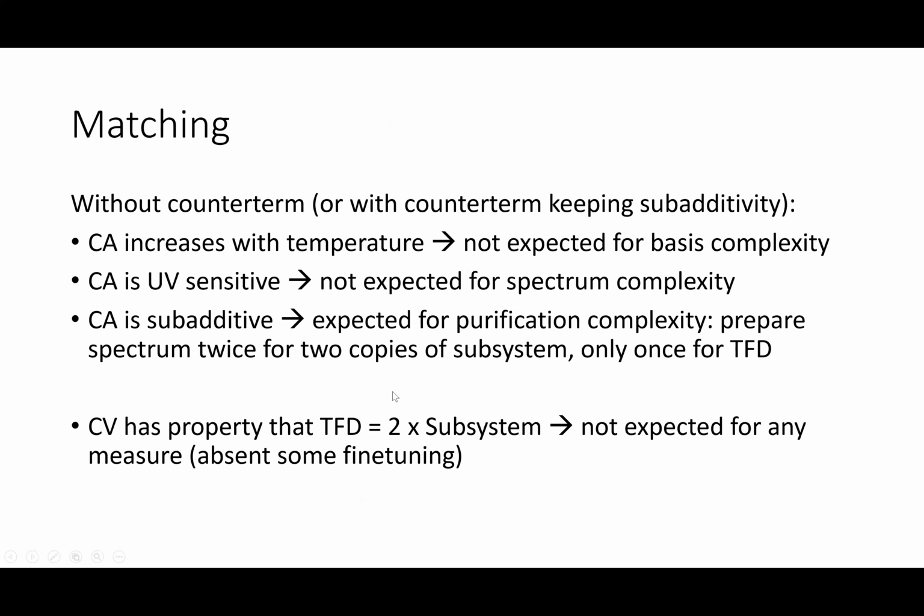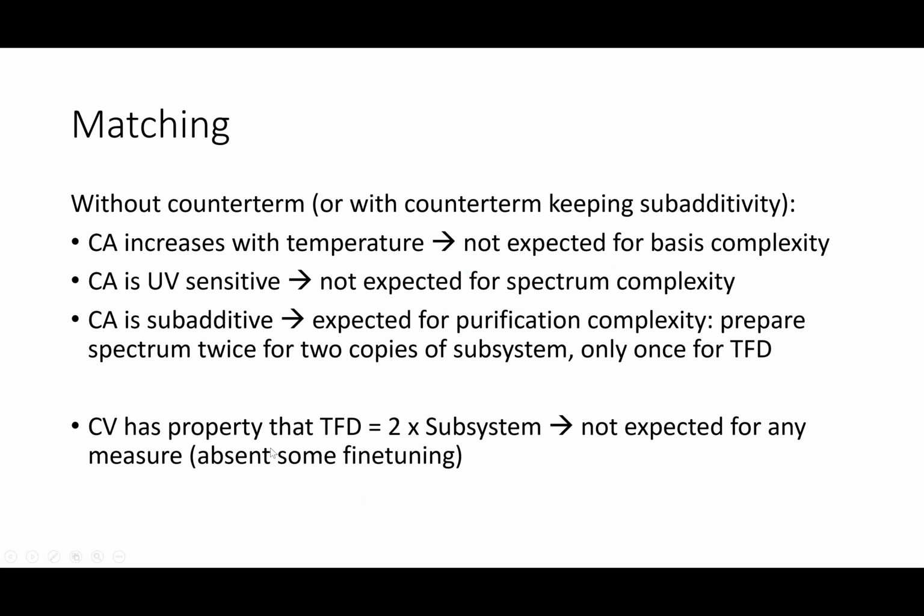And so it's natural, if you have this sort of basis plus spectrum complexity, if the complexity of the thermal field double or the mixed state is roughly a basis part plus a spectrum part, it's natural that CA would be subadditive if it was a purification complexity, because then you only have the spectrum once for the thermal field double, but twice for the 2 copies of the subsystem.